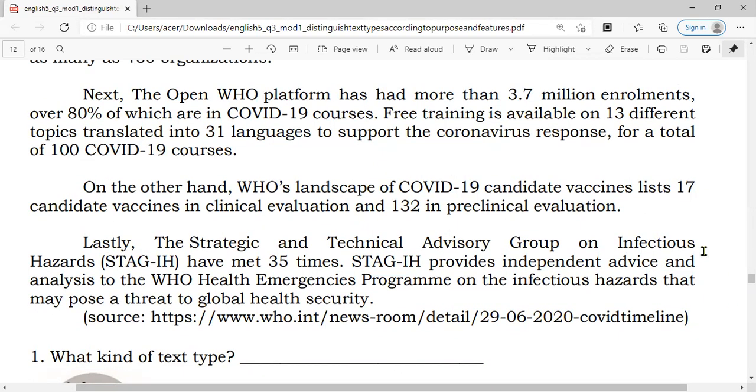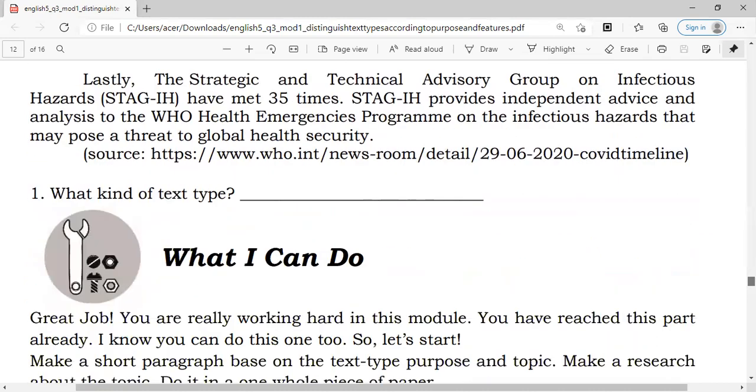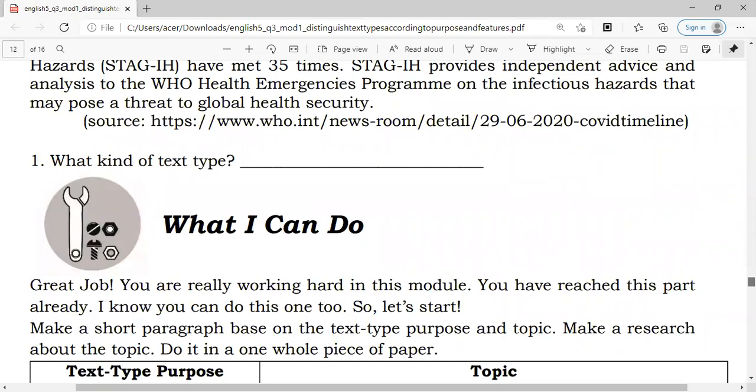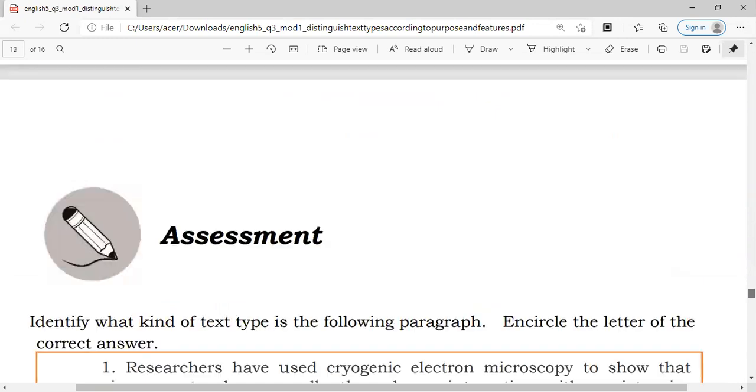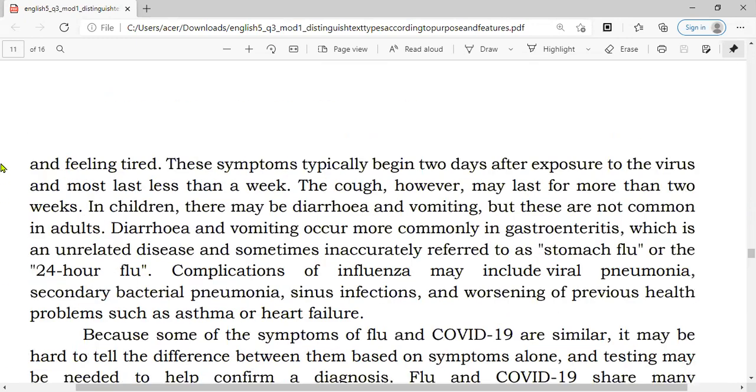Okay, so don't forget to submit your work, and we will check your work later or by tomorrow before we proceed on our next activity. So I think this is the end of our lesson. So tomorrow we will have our continuation. We will discuss here what I can do part of our module. Yan. So thank you so much for listening.